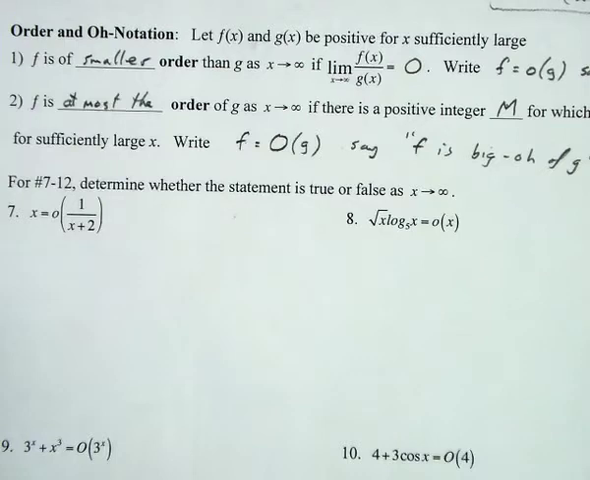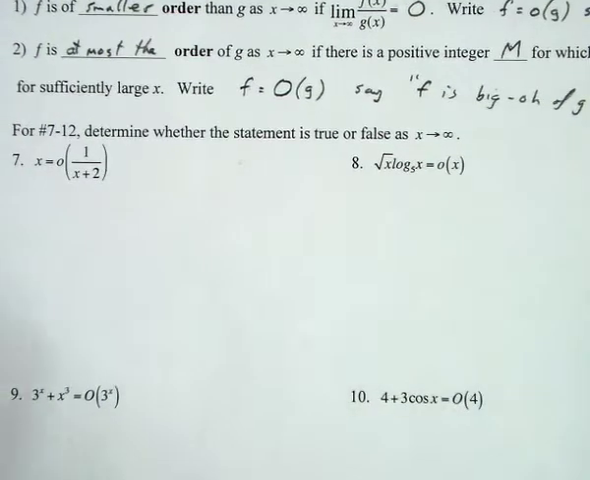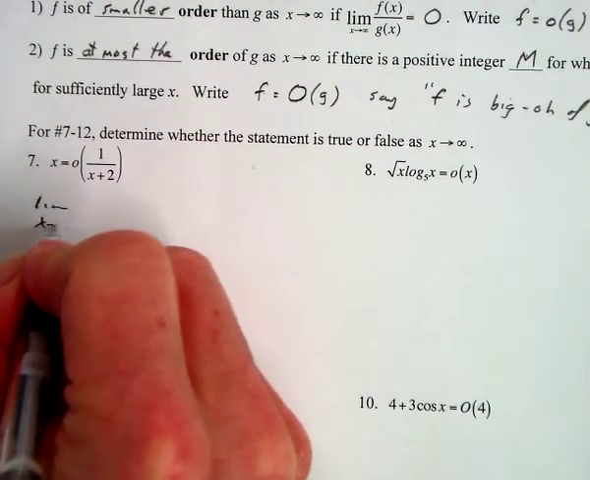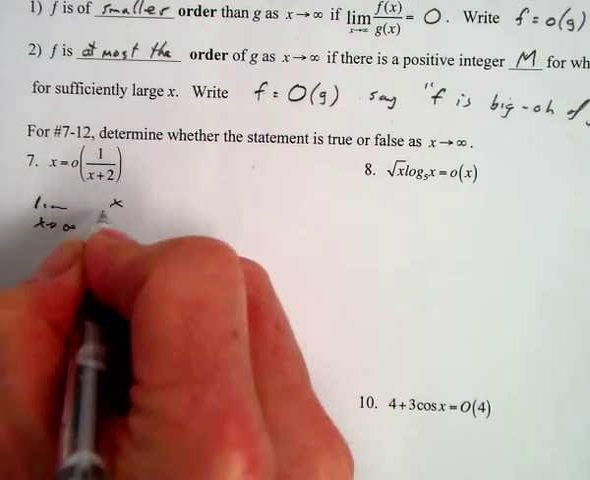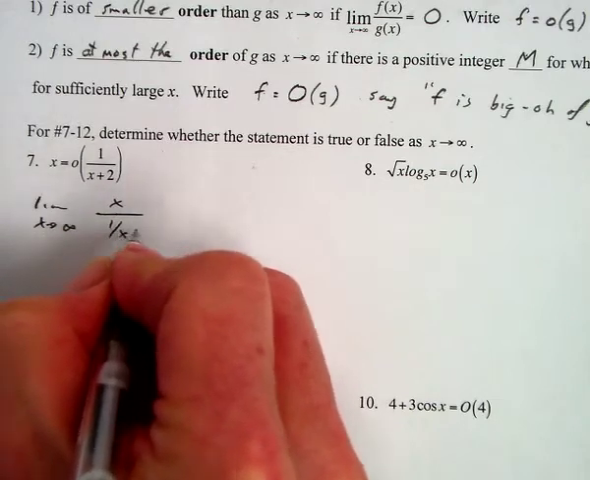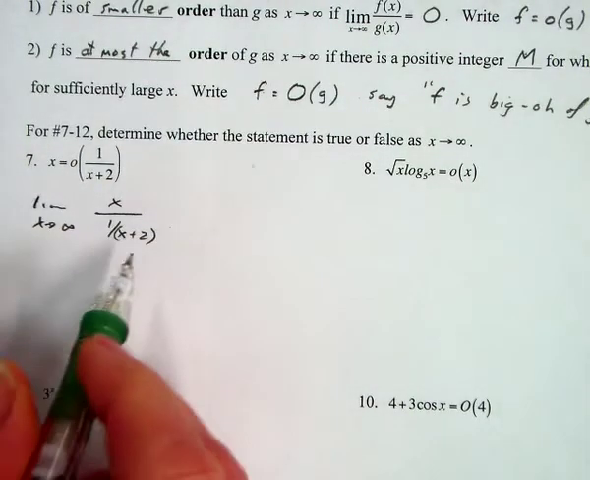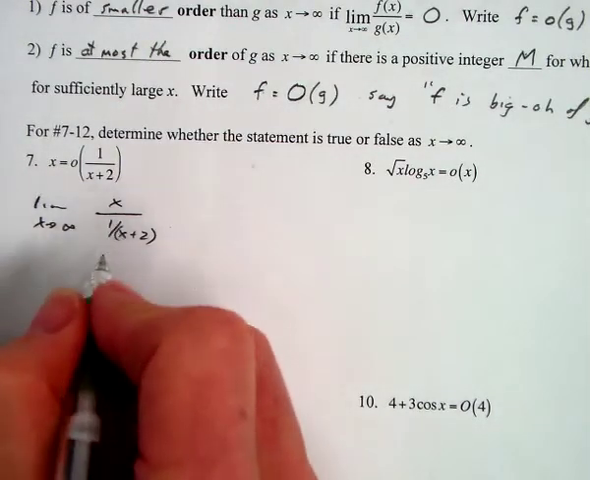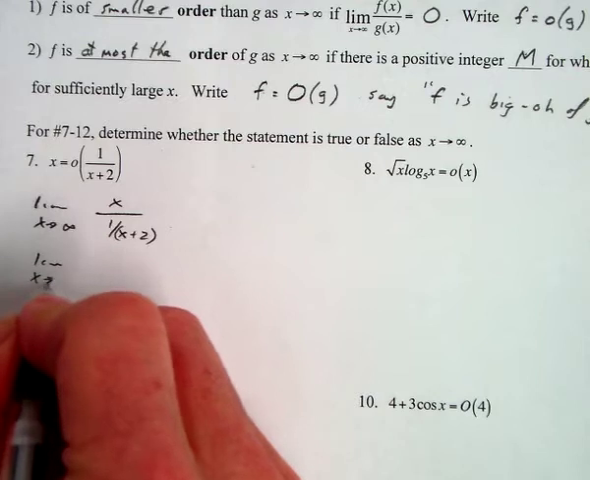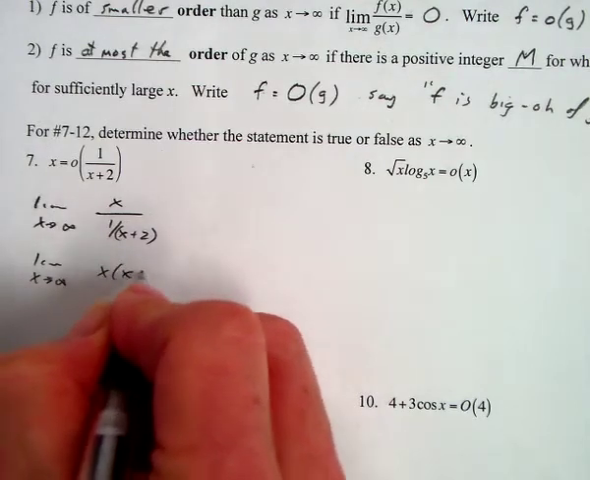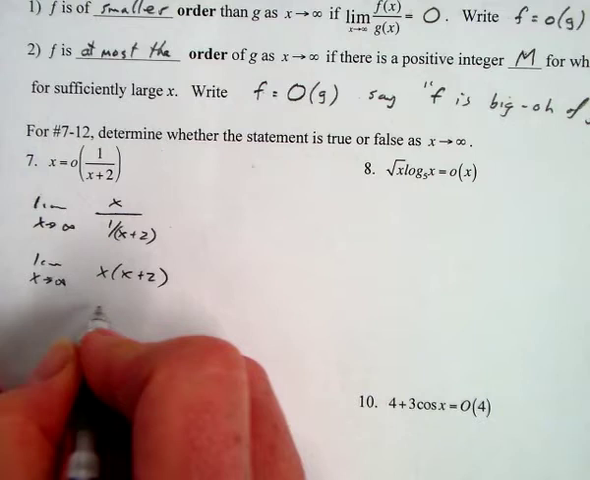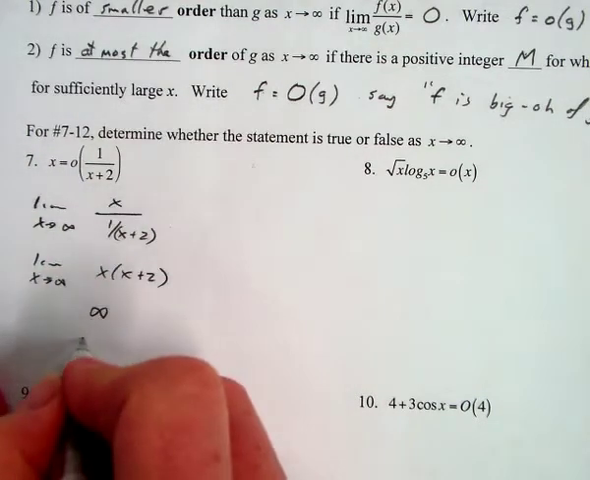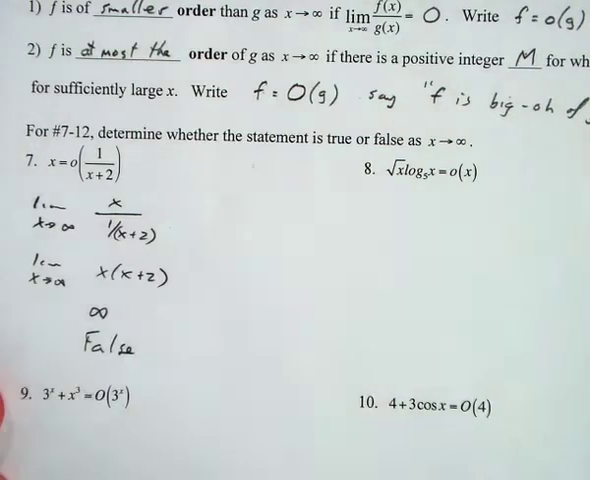Determine whether the statement is true or false as x goes to infinity. So x equals little o of 1 over x. What we'll do is find the limit as x goes to infinity of x divided by 1 over the quantity of x plus 2. Since I'm writing this as a diagonal fraction, make sure that you have your parentheses there. Simplify, we have the limit as x goes to infinity of x times x plus 2, and that is infinity. So is it little o? No, because it's infinity, so this is false.